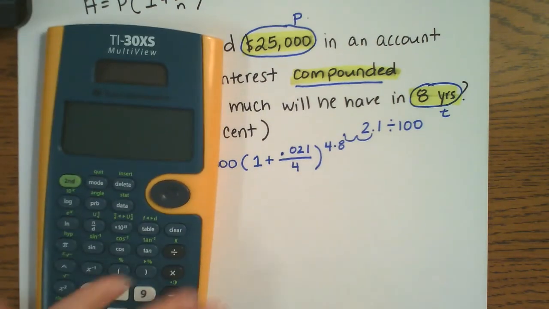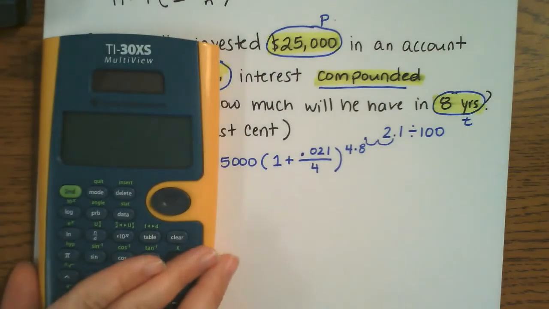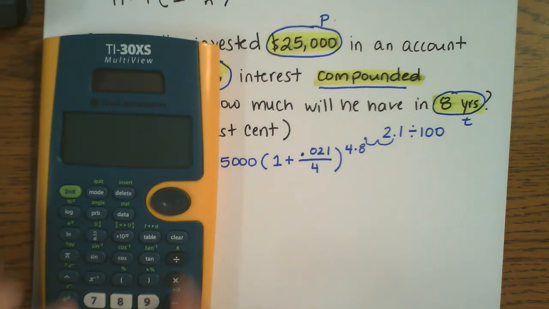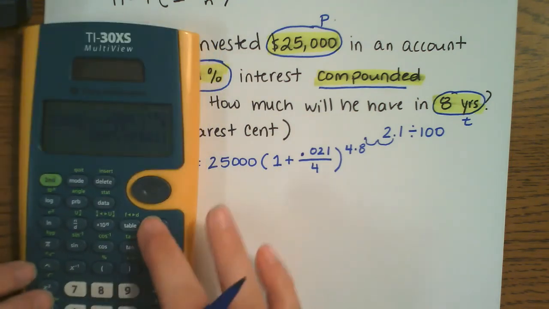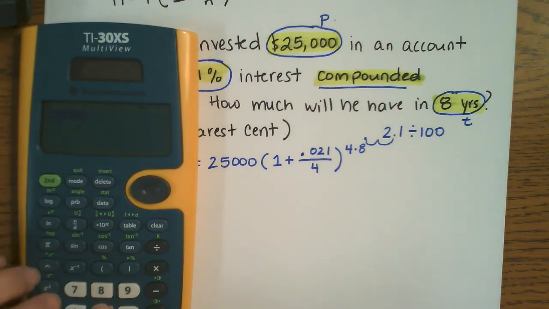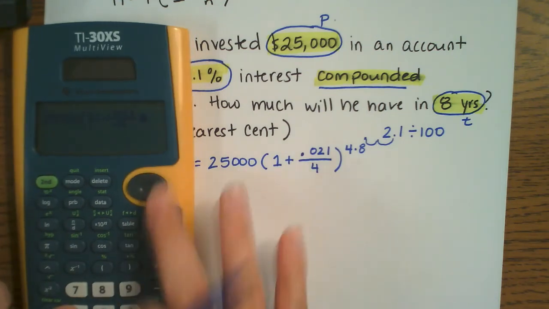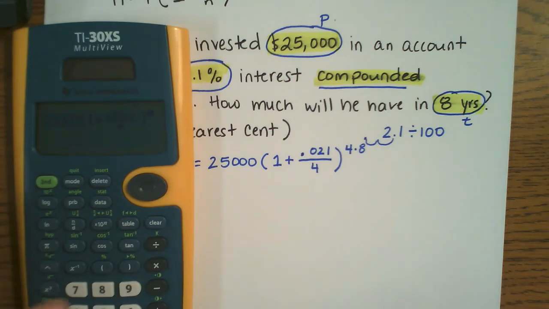It'd be really nice if you had one of these yellow or black calculators. But I believe you can do all of this on the Desmos calculator. 1 plus 0.021 over 4 to the 4 times 8.